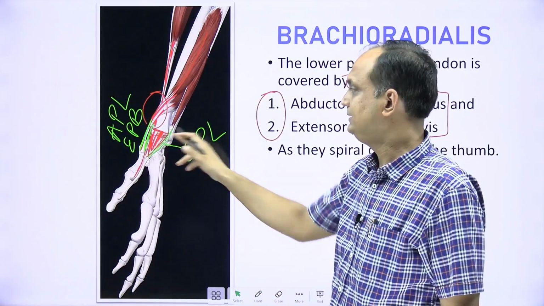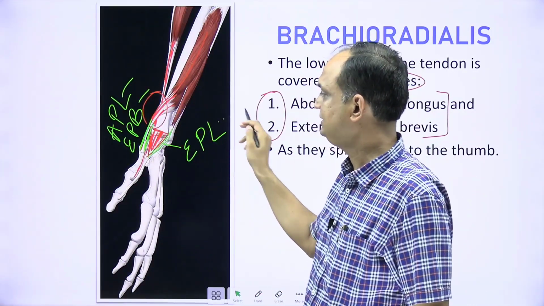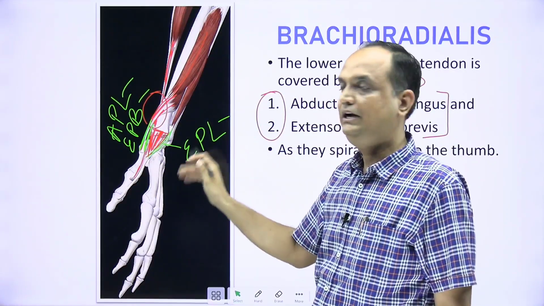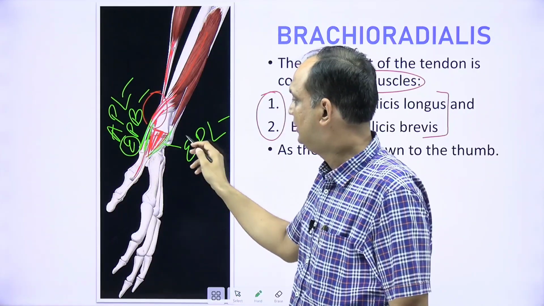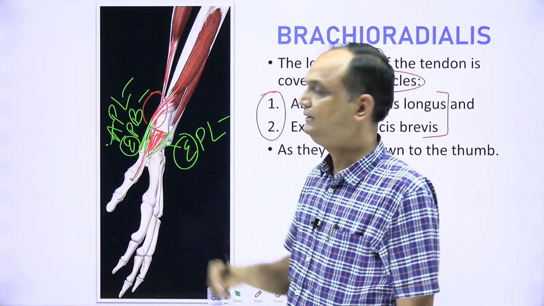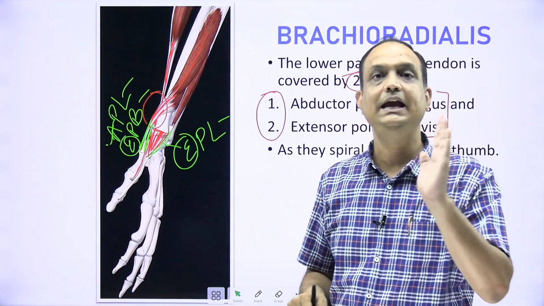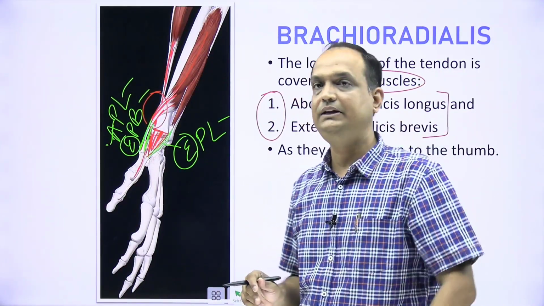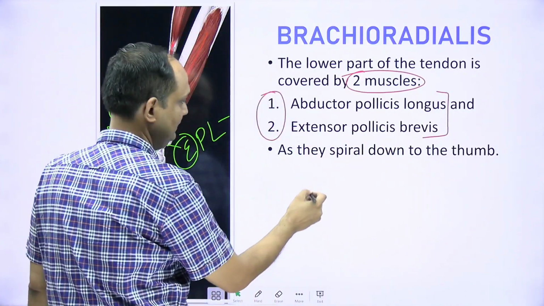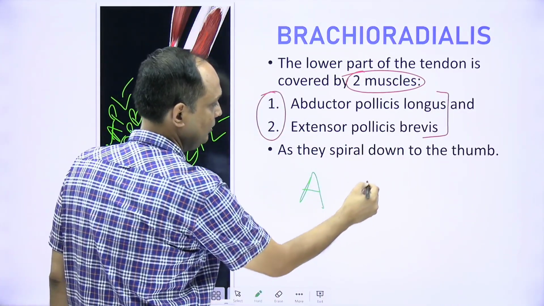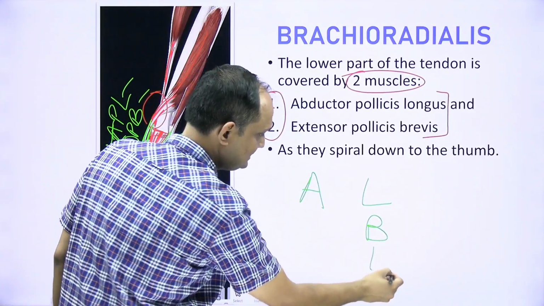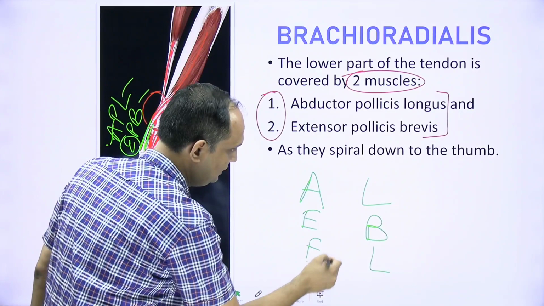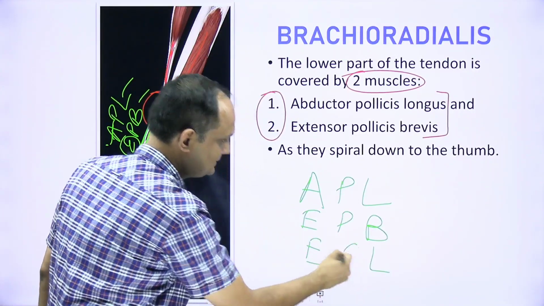So, how to remember this? Longus, brevis, longus, alternately: longus, brevis, longus. And you have to keep both the extensors with adjacent lines and abductor as the first word. The first word is A. When you have ABCD, your alphabet always starts with A. So, how will I remember it? A, then longus, brevis, longus, and I have two extensors. So, extensor, extensor, and all these three are going to the pollex.